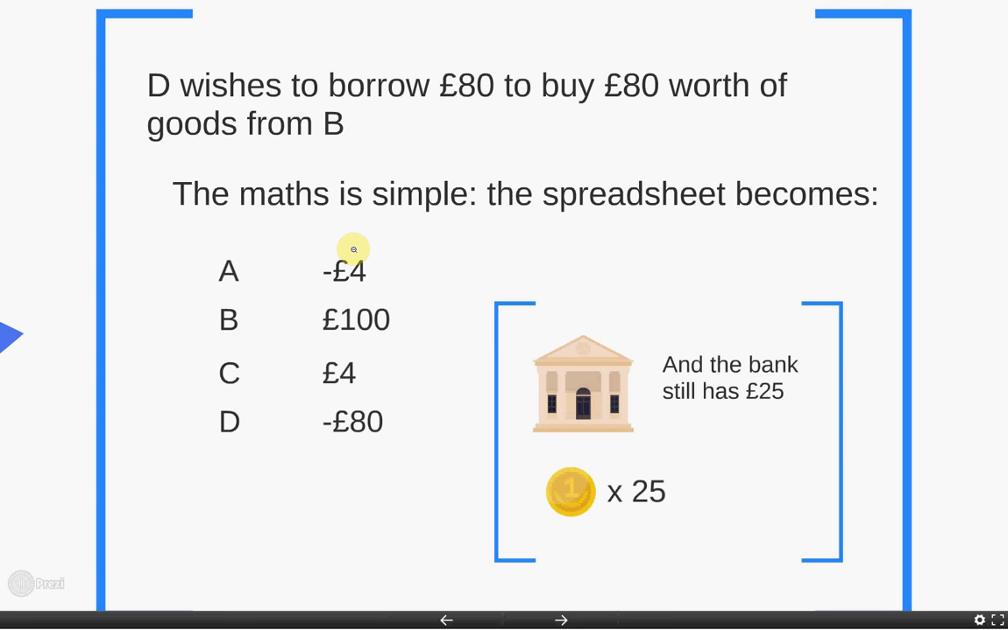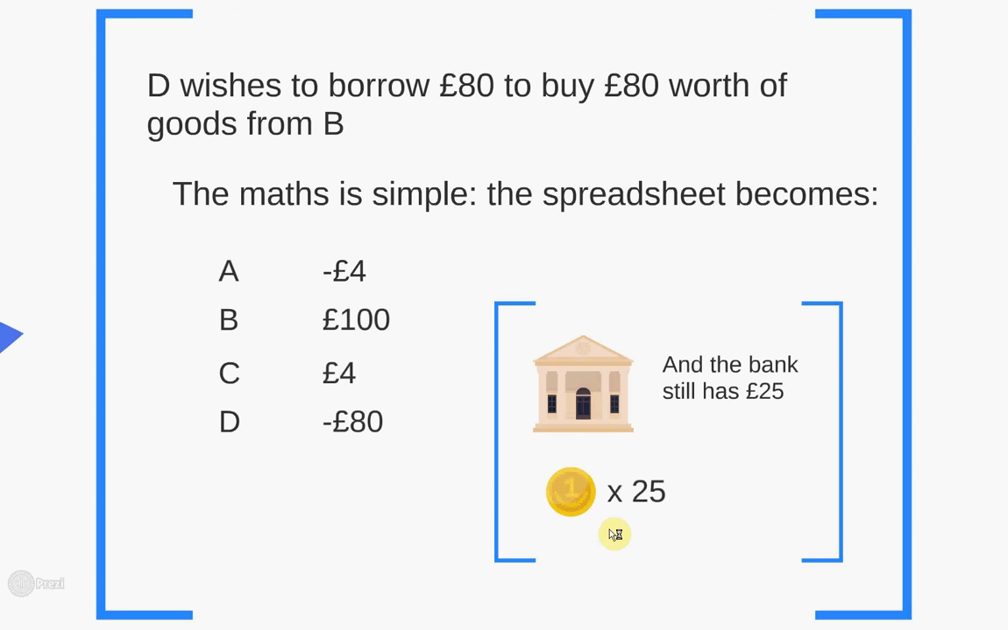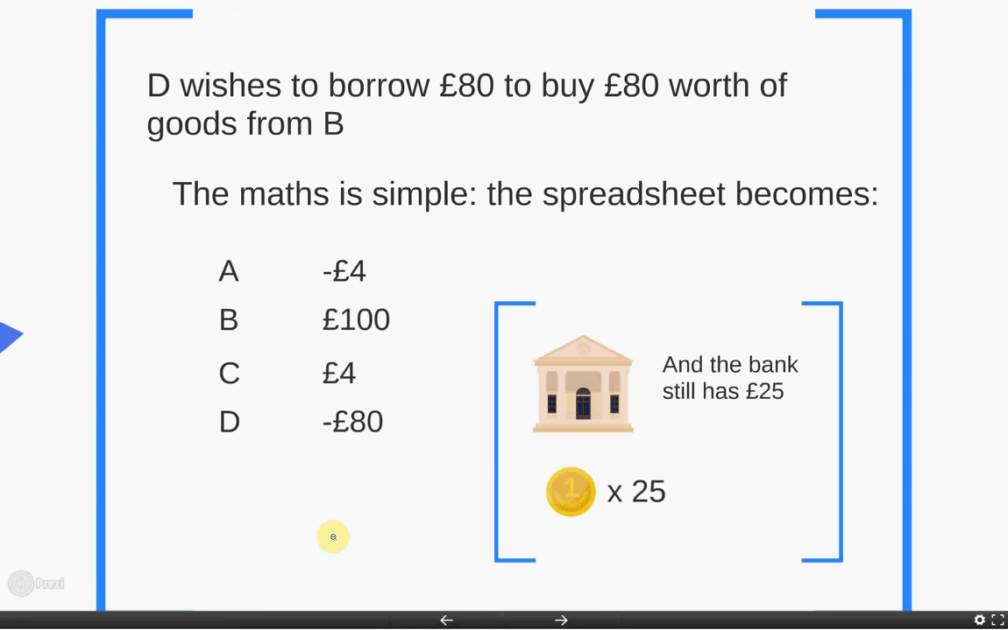I've reinstated A's overdraft there. So we now have plus 20 here. Total liabilities are plus 20, minus 4, plus 100, plus 4, minus 80. Total assets 25. So the net asset position of the bank is still plus 5. So the spreadsheet just works in the normal way. So there's nothing mathematically problematic.